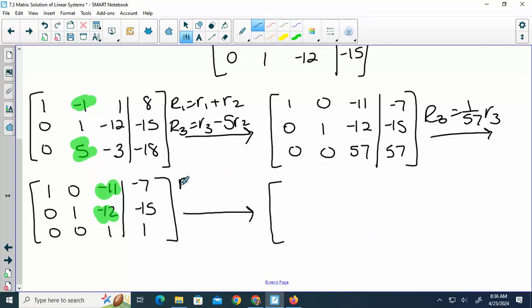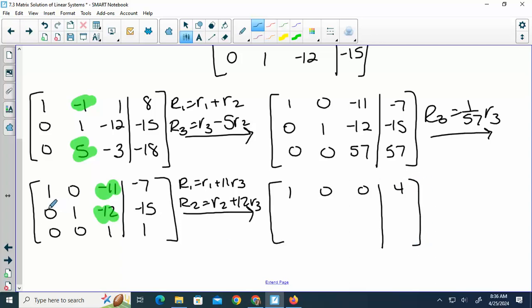So row 1, starting with row 1, it's a negative 11, so we have to add 11 of row 3. Row 2, starting with row 2, it's a negative 12, so we add 12 of row 3. So 1 plus 0 is still 1, 0 plus 0 is 0, negative 11 plus 11 is 0, negative 7 plus 11 is 4. 0 plus 0 is 0, 1 plus 0 is 1, negative 12 plus 12 is 0, negative 15 plus 12 is negative 3. We did not change this.